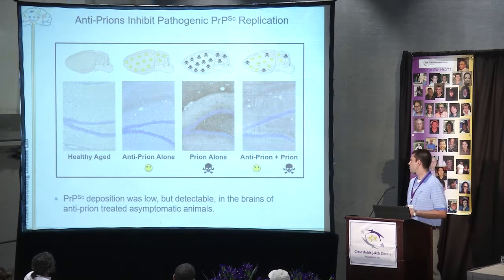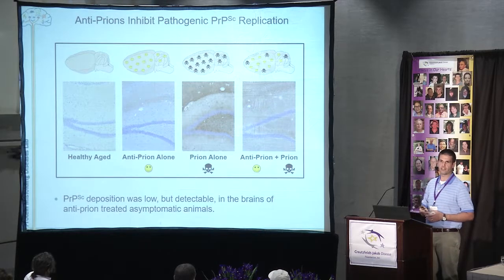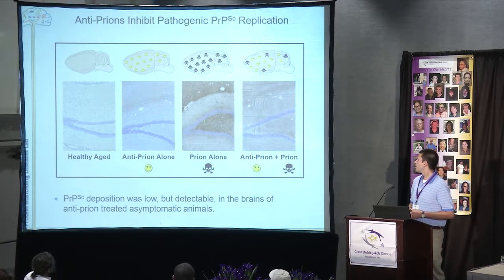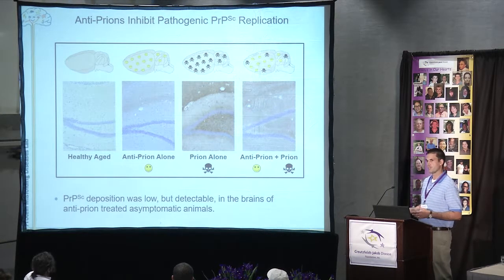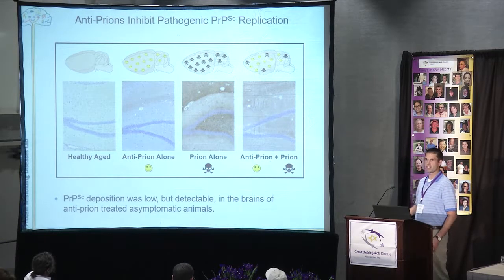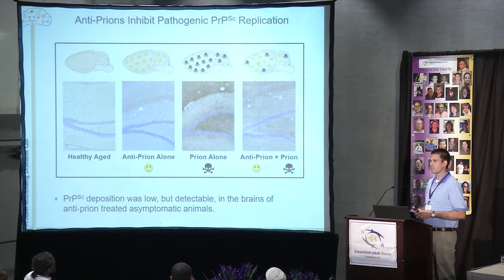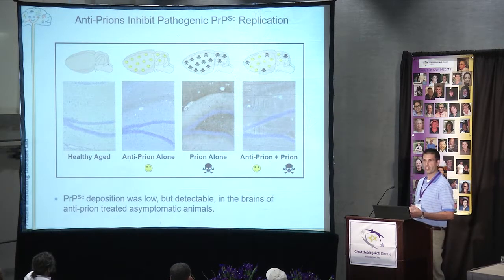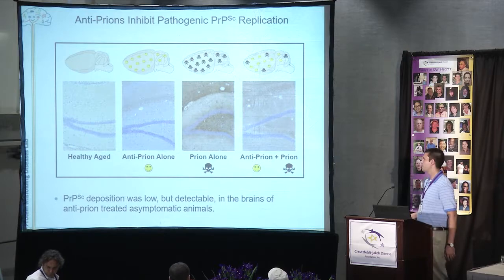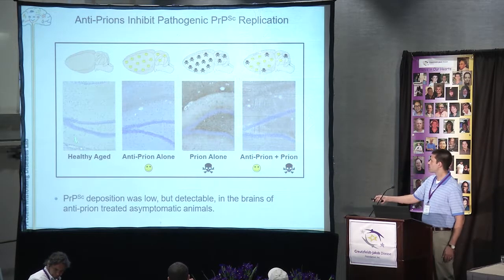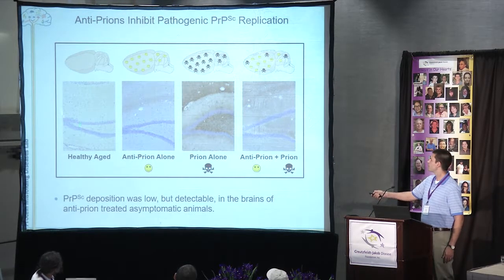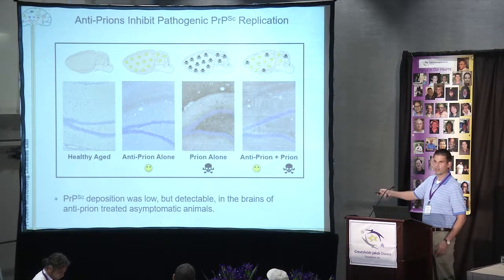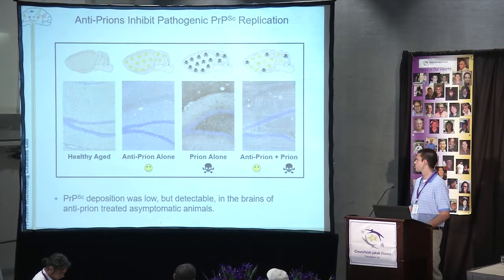So the last thing I want to show you is what the brains look like in the different groups of animals that we studied. So these are pictures of the hippocampus. This is the central region in the brain. It's a region that's known to be affected by this prion disease. And these slices have been stained for PrP scrapie. So PrP scrapie staining is shown by brown. So the more brown color you see, the more PrP scrapie you see. So in the healthy aged animals, you don't see any brown staining at all. So this means there's no PrP scrapie at all, which is what you would expect in a healthy individual.